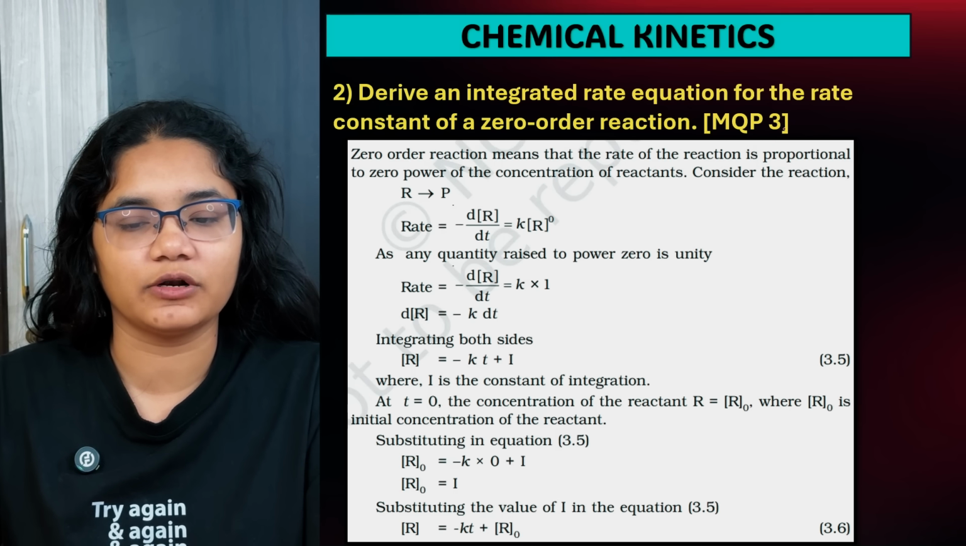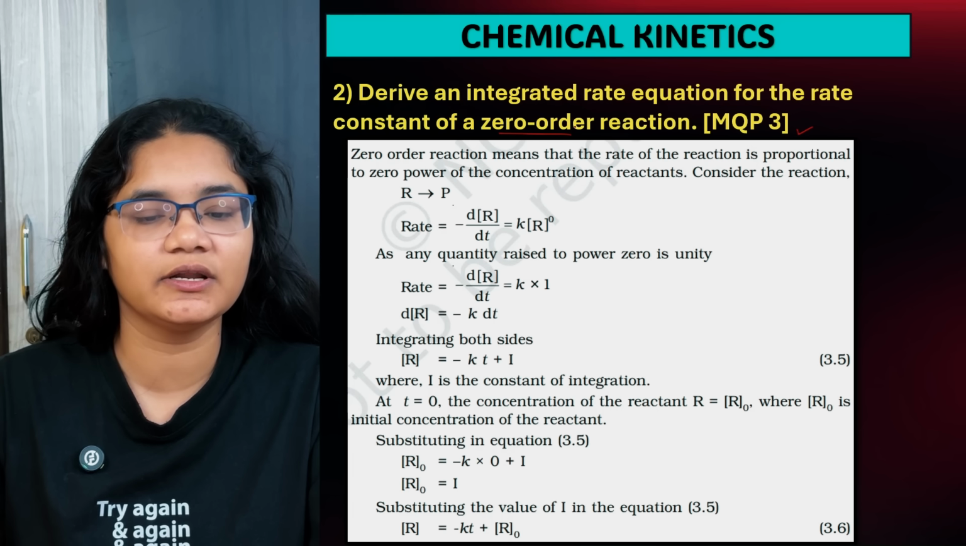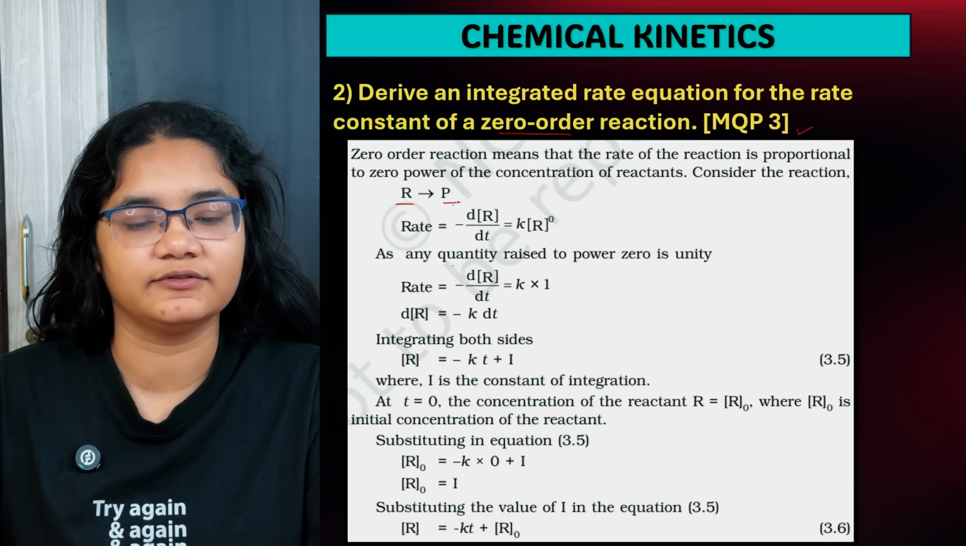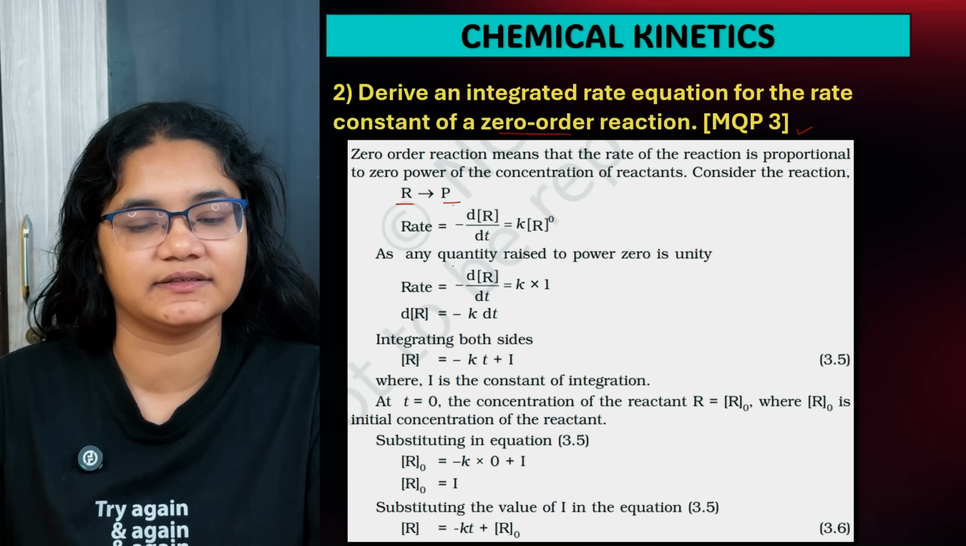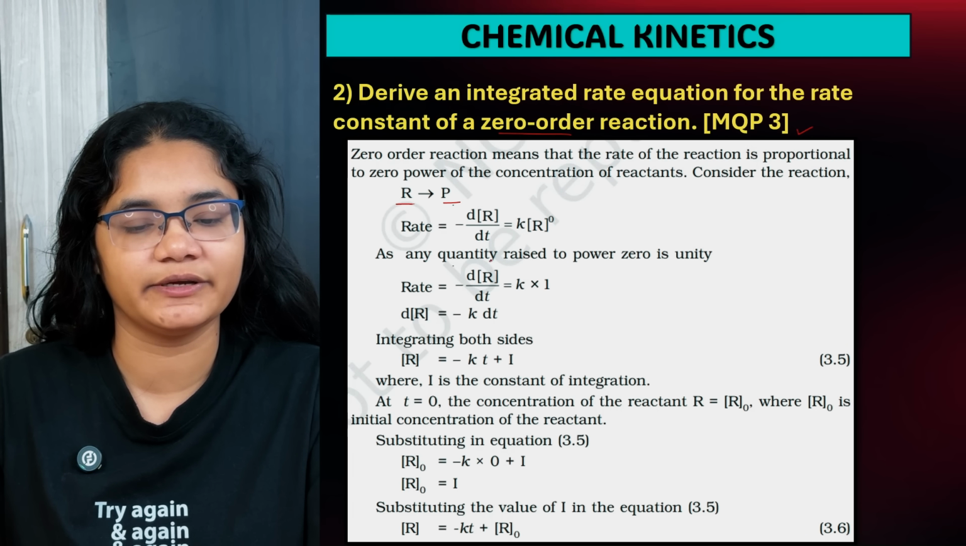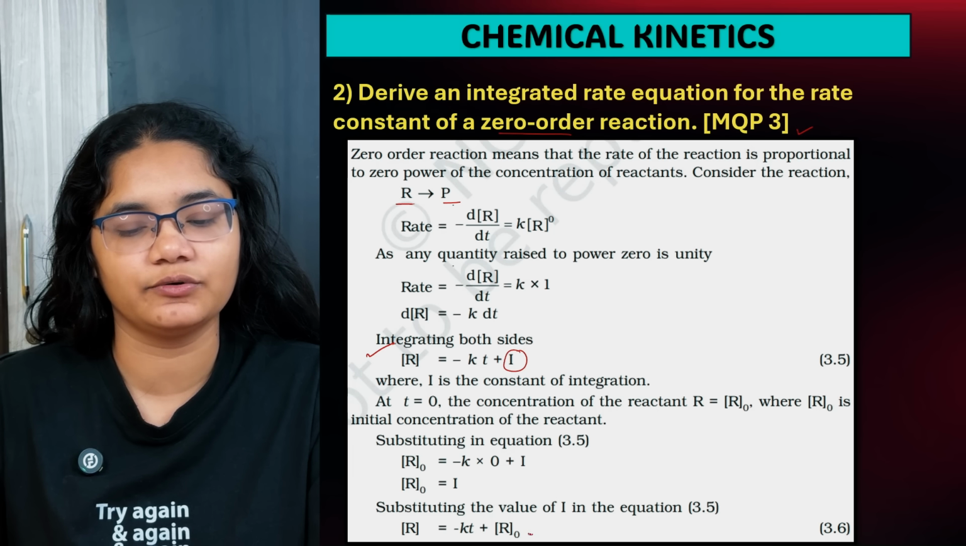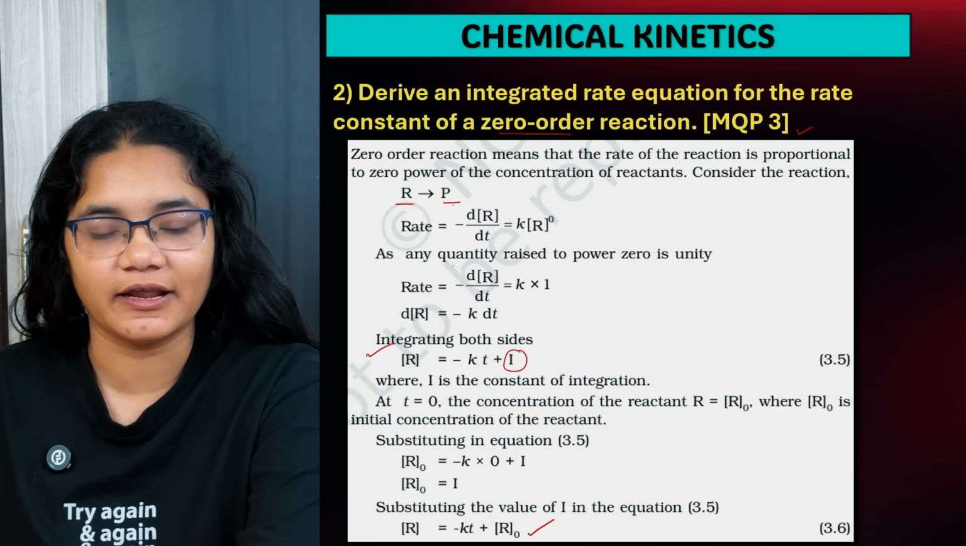Next question is from model question paper 3. Derive an integrated rate equation for the zero order reaction. So first you have to assume R gives you P, then rate is equal to minus d[R] by dt. Rate is also equal to k into [R] naught. So you will get this equation. Then you have to take the integration on both sides, and after this integration find the integration constant value and then substitute, and you will get this as the final answer.